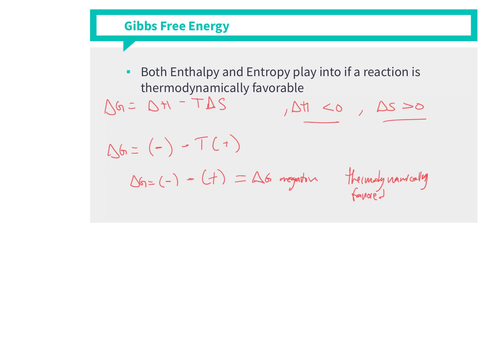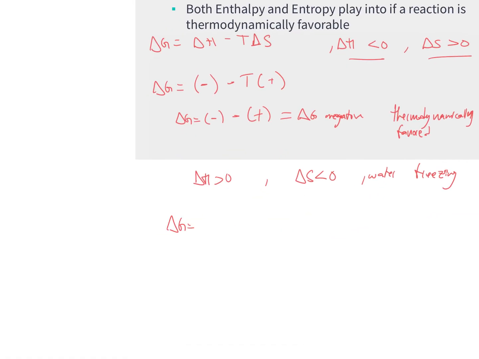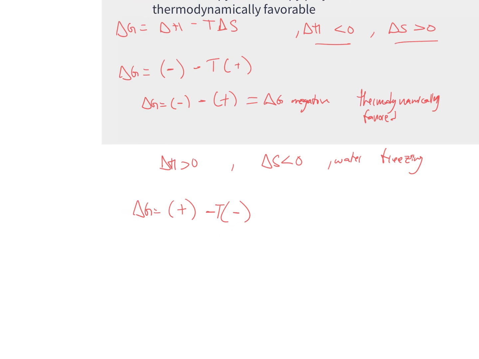But now let's take a reaction where it's endothermic and I decrease the amount of disorder, or I get more ordered. For example, water freezing. In this case, delta G is going to equal, if delta H is greater than 0, a positive number minus T times some sort of a negative number, because delta S is going to be less than 0.